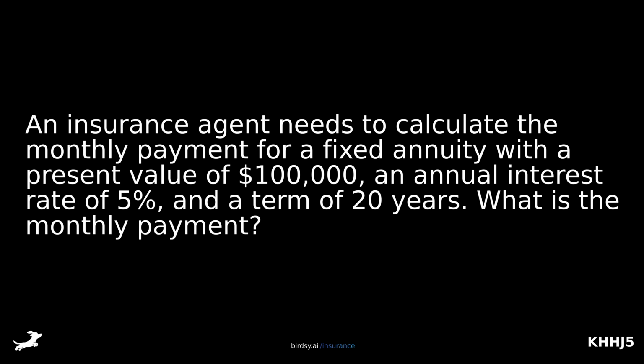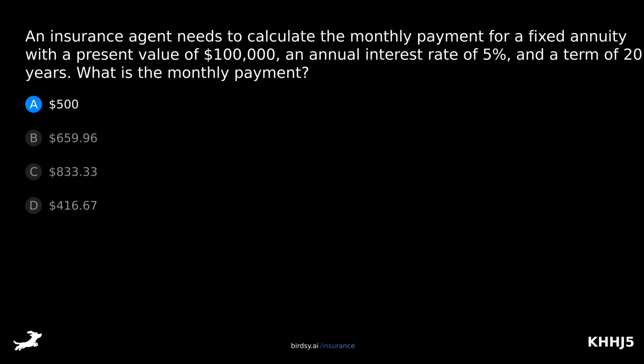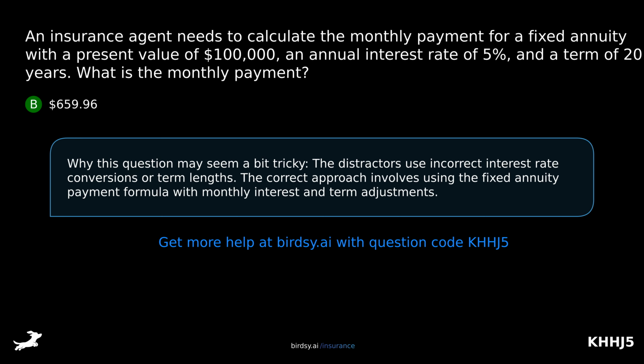An insurance agent needs to calculate the monthly payment for a fixed annuity with a present value of $100,000, an annual interest rate of 5%, and a term of 20 years. What is the monthly payment? Is it A, $500, B, $659.96, C, $833.33, or D, $416.67? The answer is B, $659.96. Why this question may seem a bit tricky.